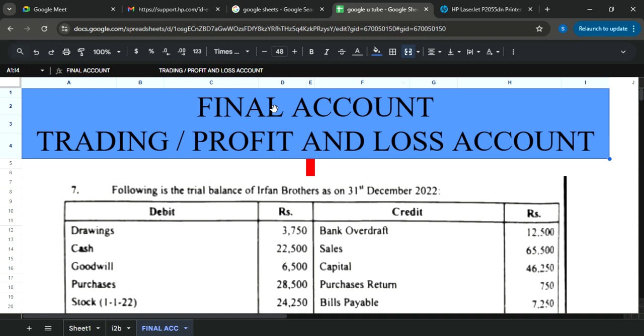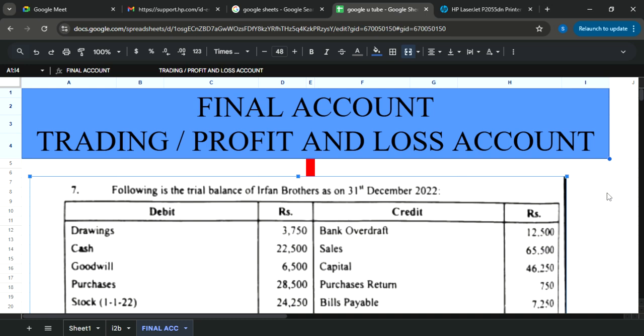Today's target is to solve question number 7. The chapter we are dealing with is final accounts, which includes the trading profit and loss account and balance sheet. Initially, we will see what elements are included in our question following the trial balance, and then we are going to see our requirements.